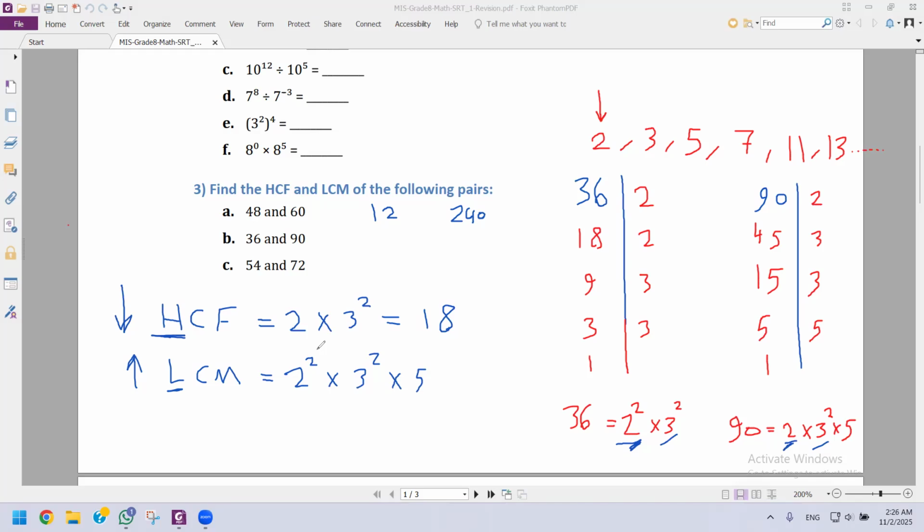2 power 2 is 4. 3 power 2 is 9 times 5. 9 times 5, 45. And then times 4, which is 180. So the least common multiple that both of them meet is 180. Now let's do the last one.